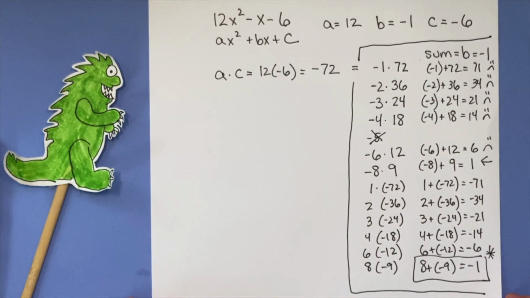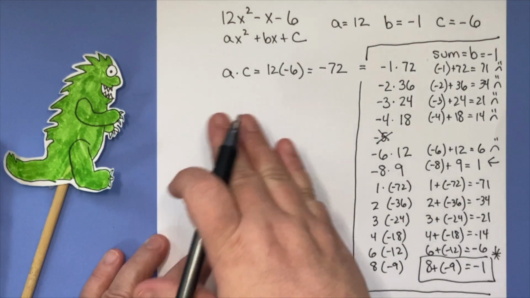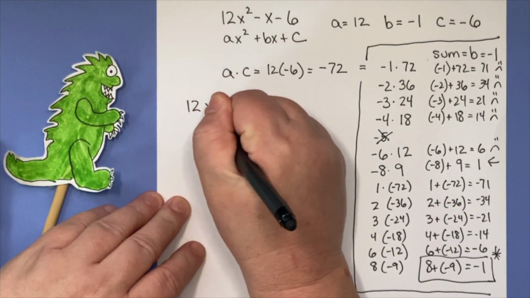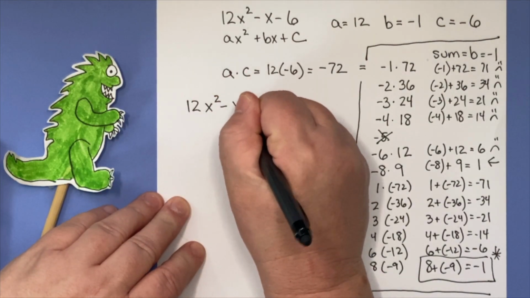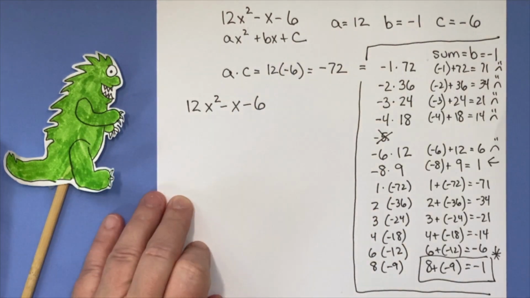And this is the way that I do it. You are absolutely welcome to set this up a different way. I know that I'm kind of going backwards, going over to the left, but this is the way that makes the most sense to my brain. You're going to take the 12x squared minus x minus 6, right? There's that original polynomial. That's the trinomial.